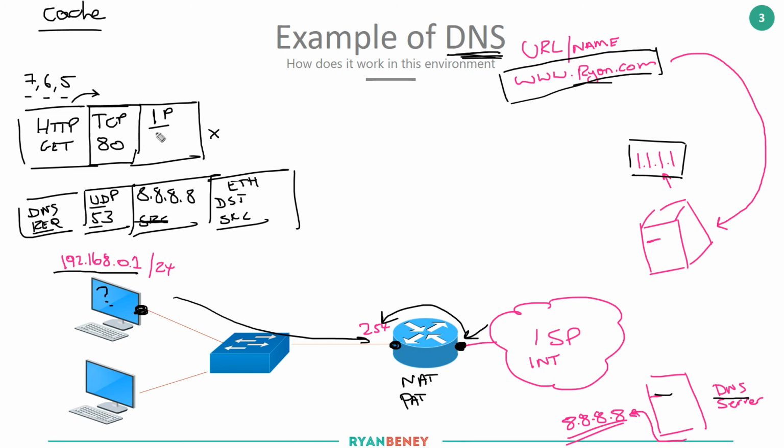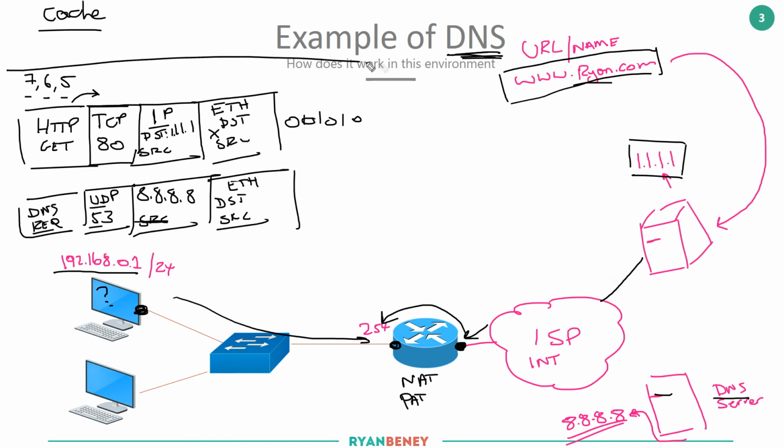Going back to the original header, it's now able to populate the destination, and is able to populate the source, and is able to do the Ethernet header with the destination of the default gateway, the source of itself, and then obviously layer 1 out onto the wire, and is able to reach the final destination, which is out on the internet.